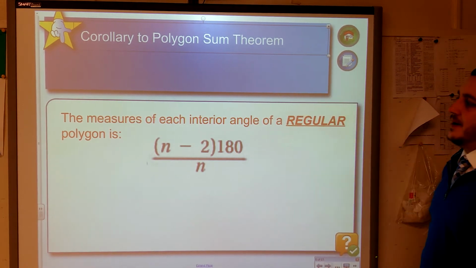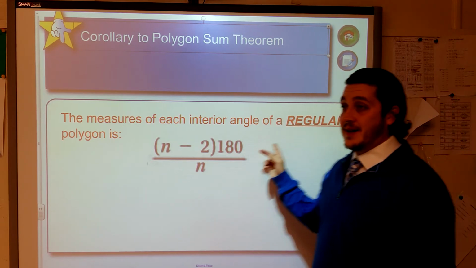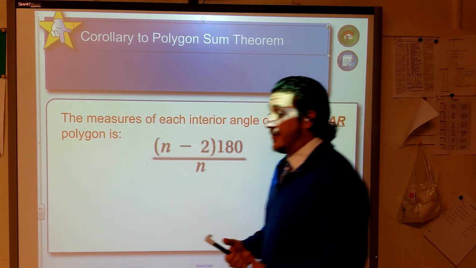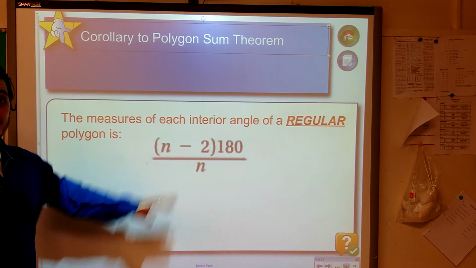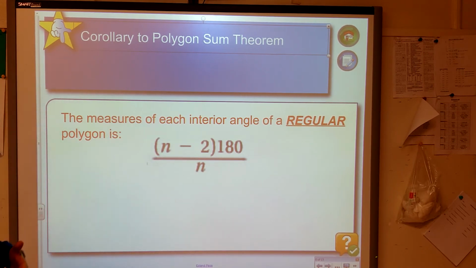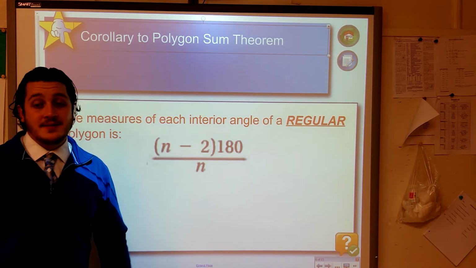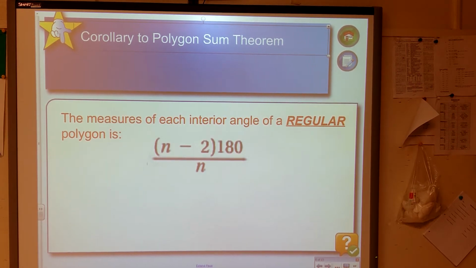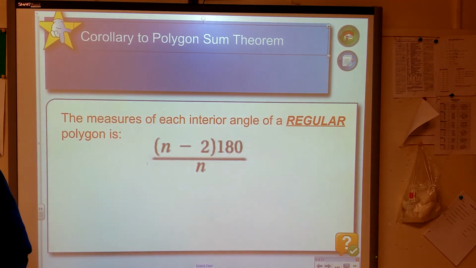So the corollary says that you can find the measure of each interior angle of any regular polygon. It has to be regular here. If it's not regular, this won't work because all the different sides and angles are different. So you're going to take n minus 2 times 180, and divide it by the number of sides that you have. So n minus 2 times 180 divided by n tells you each interior angle.